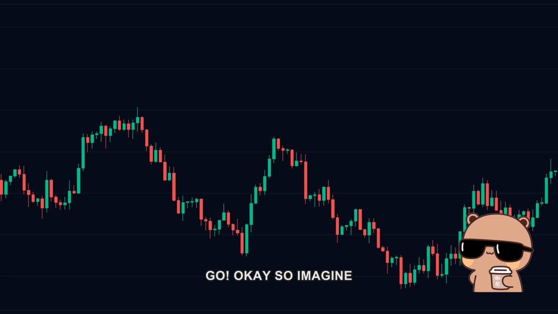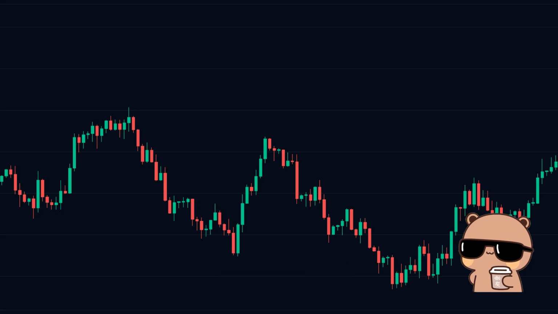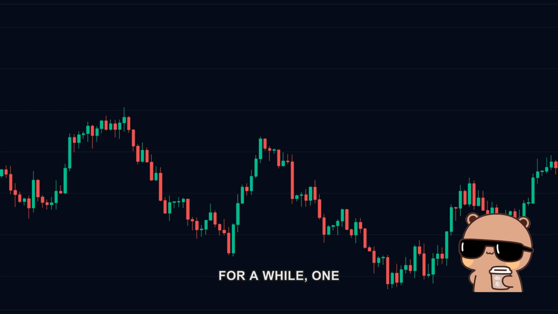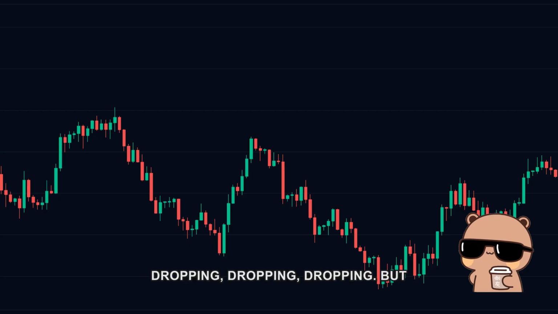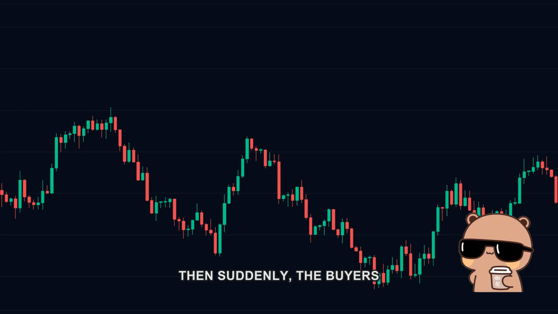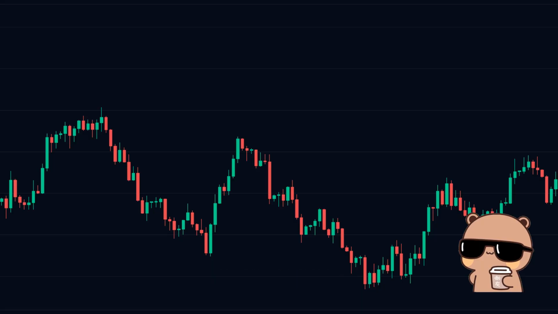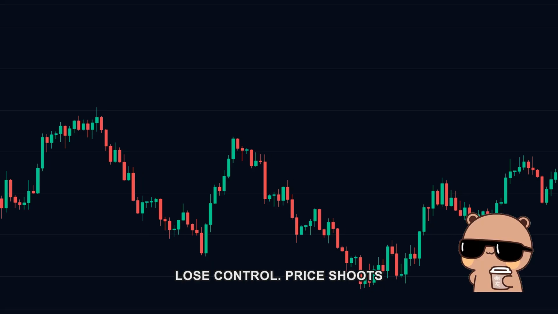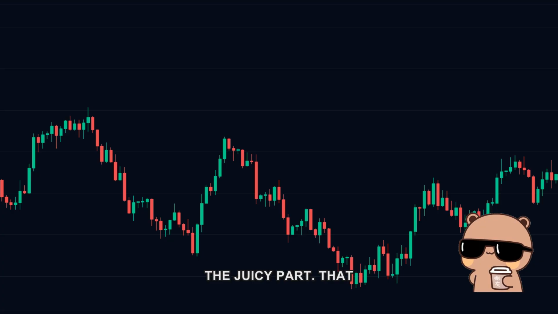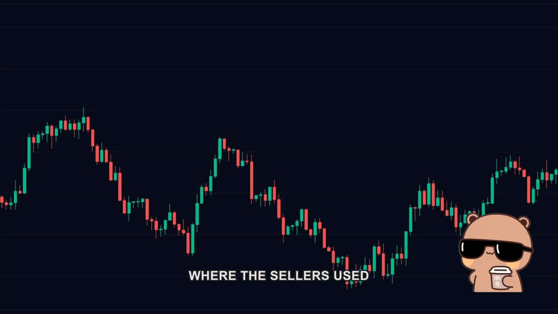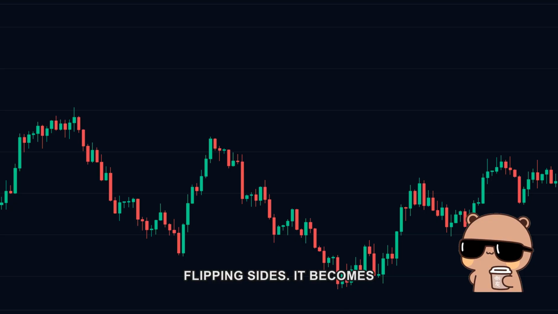Let's go. Okay, so imagine you are playing tug of war. The buyers are on one side, the sellers are on the other side, and for a while, one team is winning. Let's say the sellers are dominating. Price is dropping. But then suddenly, the buyers grab the rope with everything they have and yank it so hard that the sellers completely lose control. Price shoots up and never looks back. Now here is the juicy part. That spot on the chart where the sellers used to be in charge. That zone is now flipping sides. It becomes a breaker block.